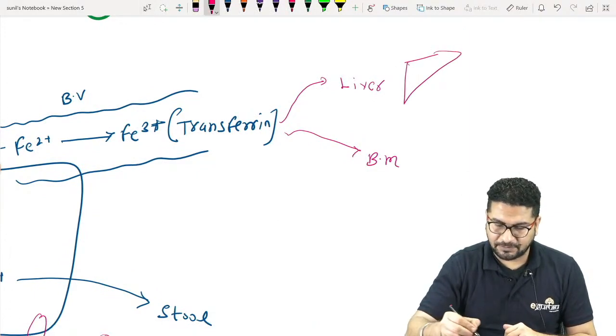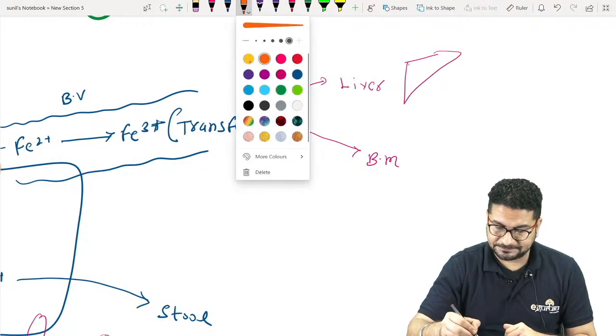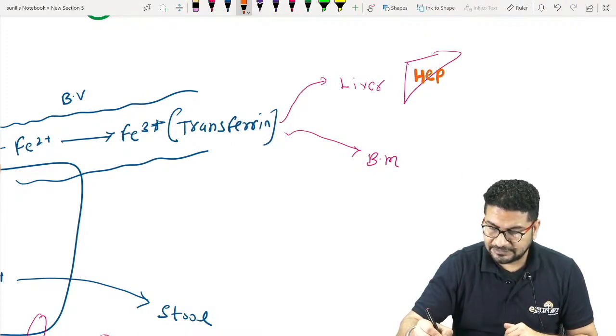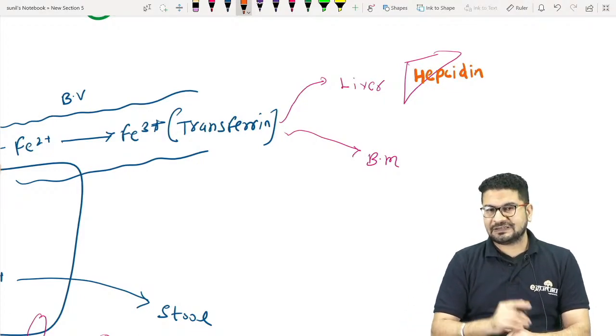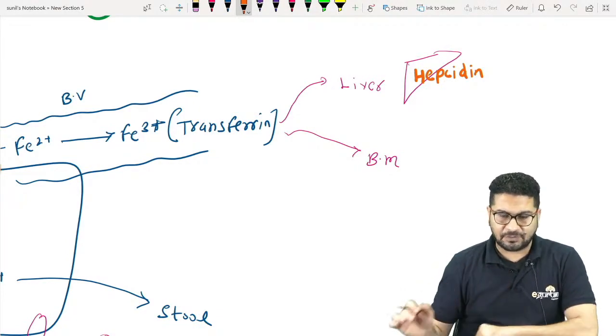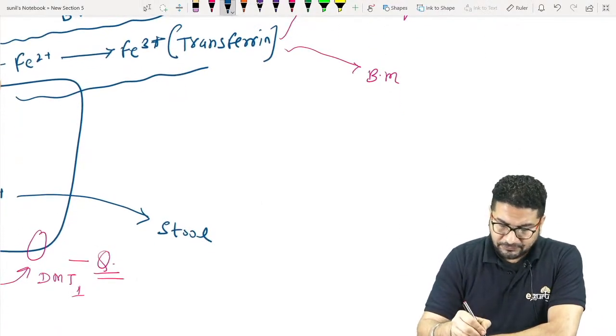In the liver, we have a protein that will regulate this process. This protein is called hepcidin. The significance of this protein I will tell you later on, because when we discuss anemia of chronic disease, then this hepcidin becomes extremely important. Okay, so if you can remember this, that's fine.